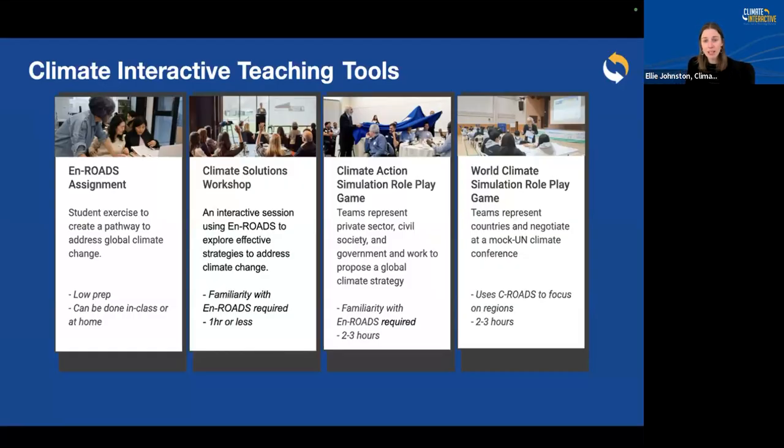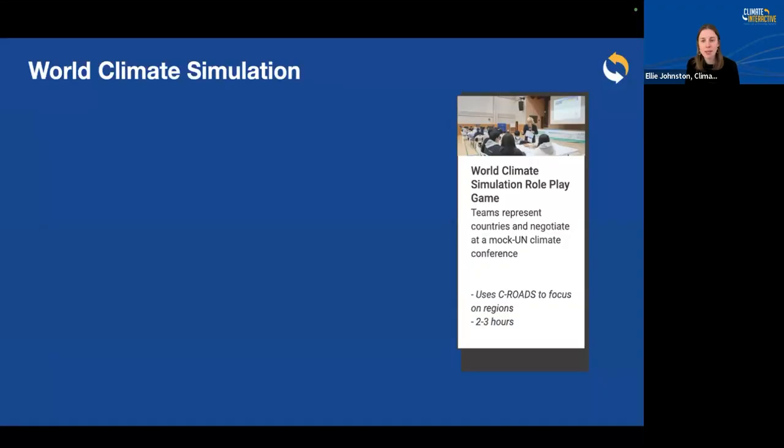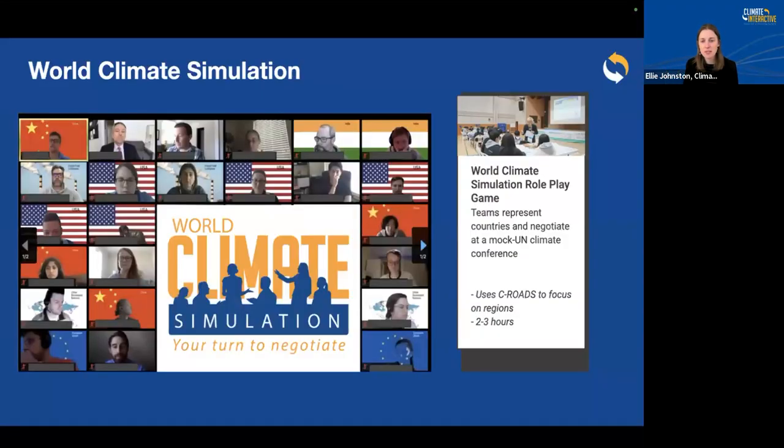And then the very last approach that we have is the World Climate Simulation role play game. So this is using another tool that we have built at Climate Interactive, the C-ROADS Climate Simulator. So instead of, you just saw the interface of En-ROADS, which looks at the world by different types of policy and action interventions that we might make, stopping deforestation, implementing a carbon price, things like energy efficiency and electric cars. C-ROADS instead looks at the world by regions and countries. And so we've divided the world into 6 different groups.